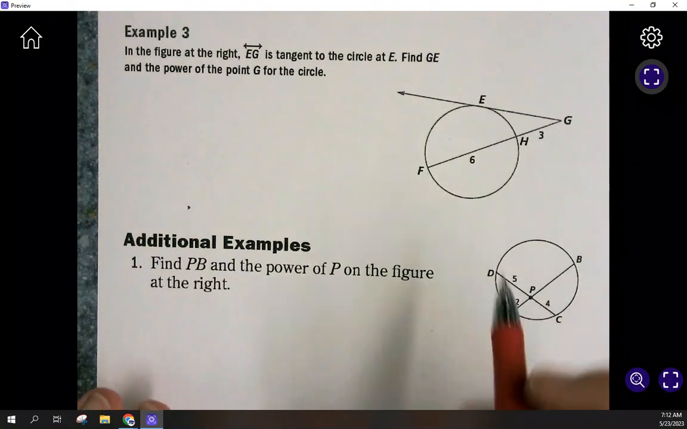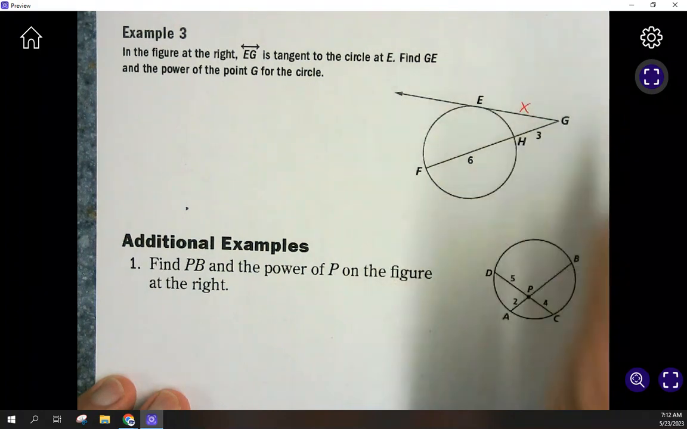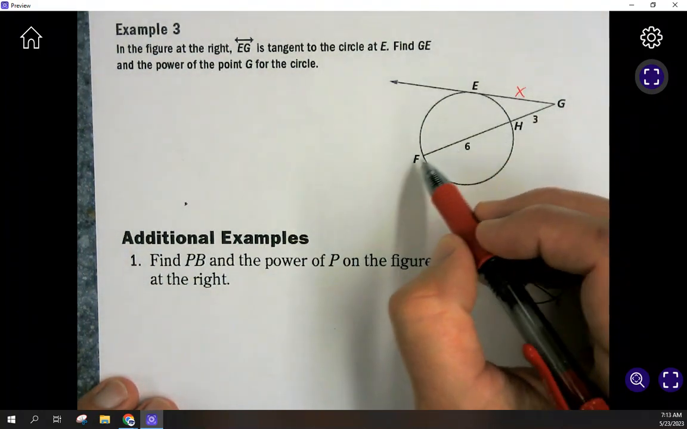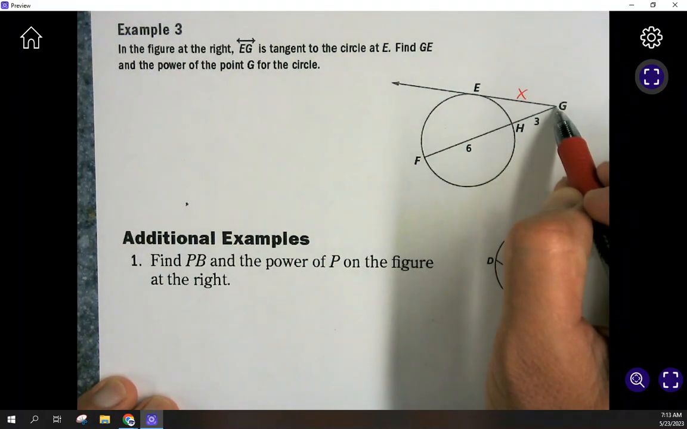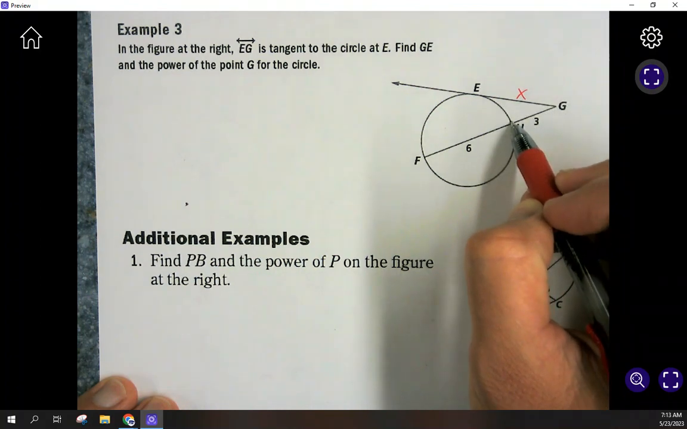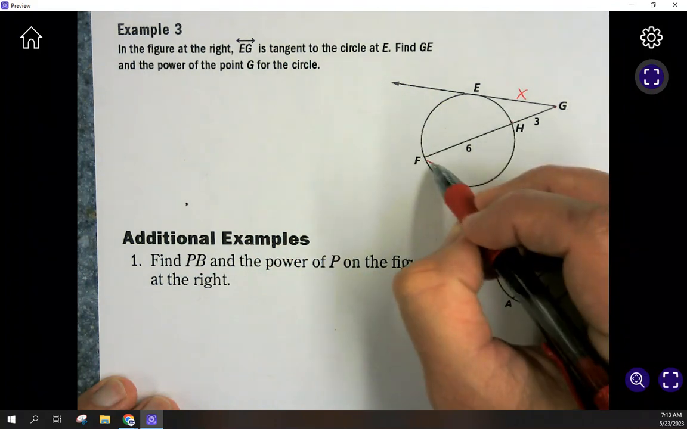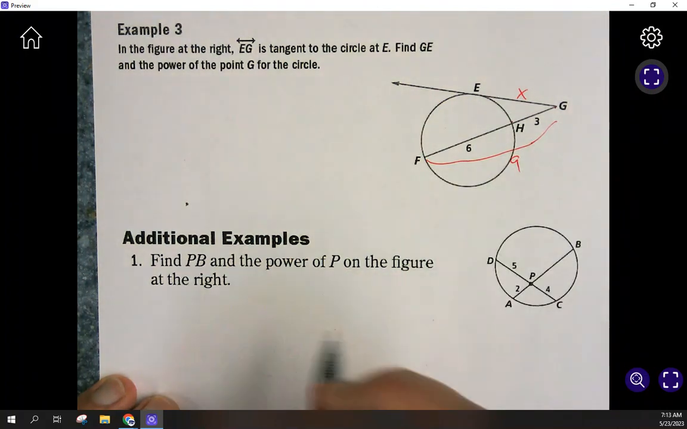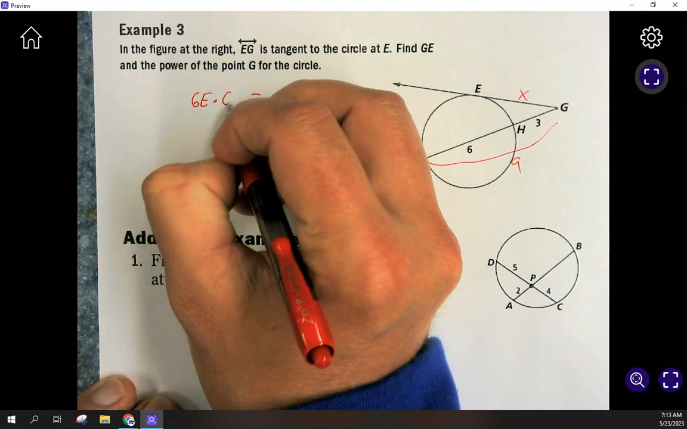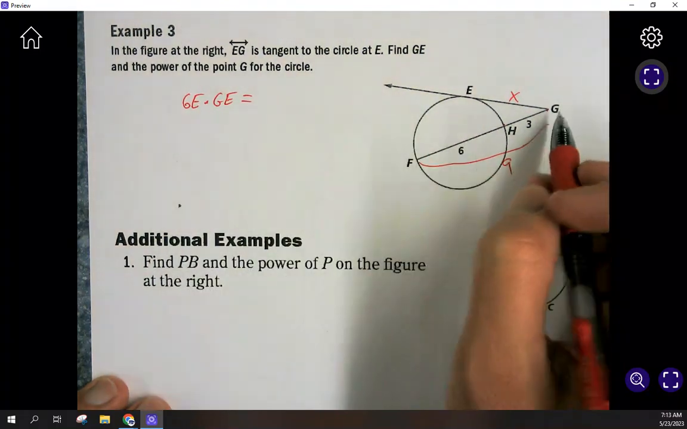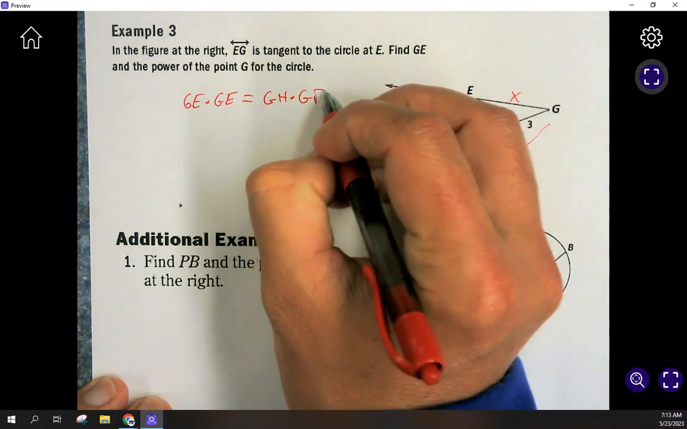So example number 3, we've got one line that's a tangent. Okay, we're going to be looking for that length here. We're going to find GE, so we'll call that X. And then the other line that's coming from that point of intersection G is a secant. It hits it twice. And so we know that relationship is going to be the length from G to H, which is 3, and then the length from that same point G to F, which is 9. The whole thing is 9. So when this sets up, the tangent is going to be times itself, GE times GE. And then the bottom part is going to be GH times the whole thing, GF.